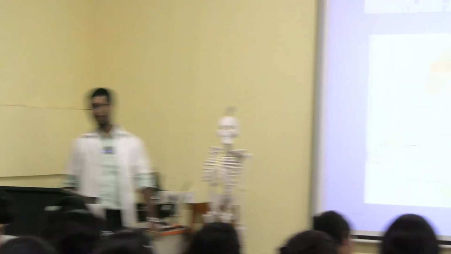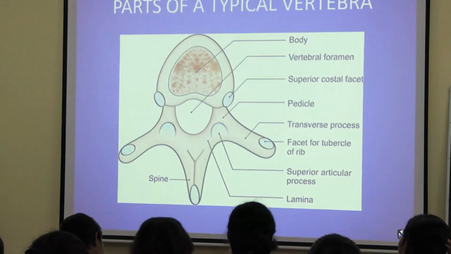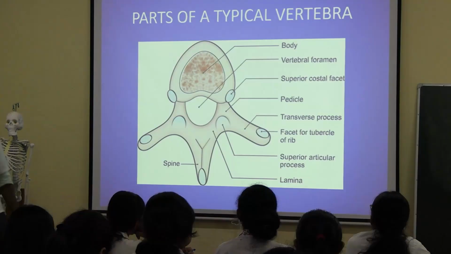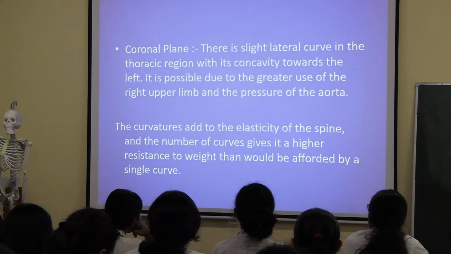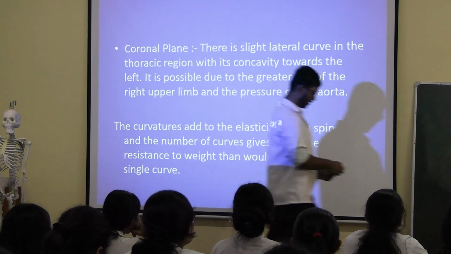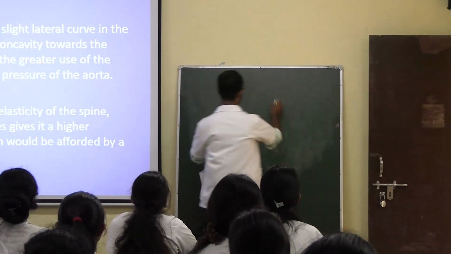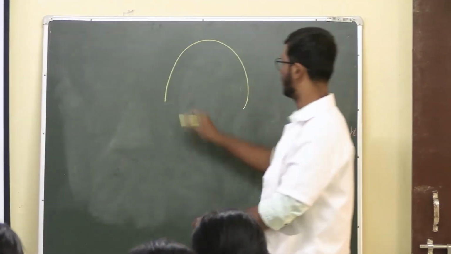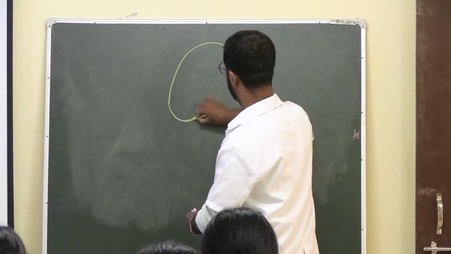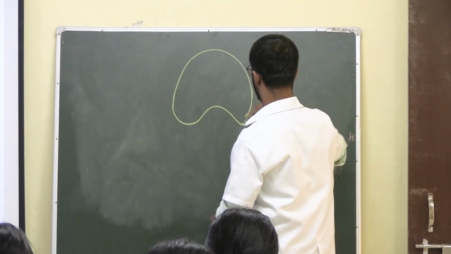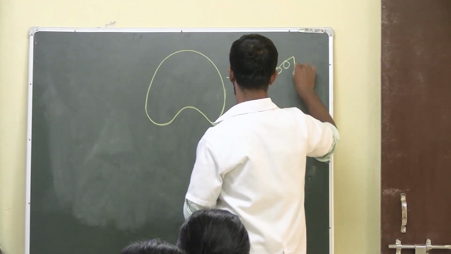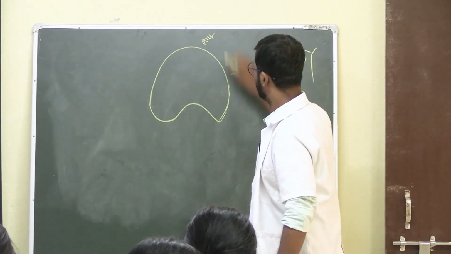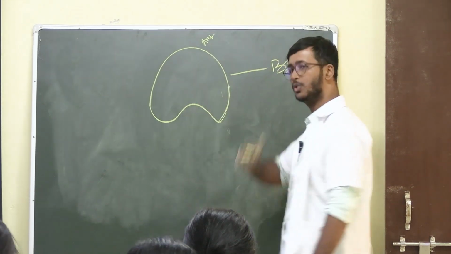Now coming to parts of a typical vertebra. A typical vertebra, not a typical thoracic vertebra. Let us try to understand without seeing the picture. So first of all, this is the body. This is the body of the vertebra. This is the anterior surface and this is your posterior surface.